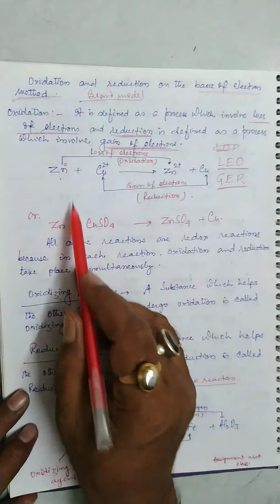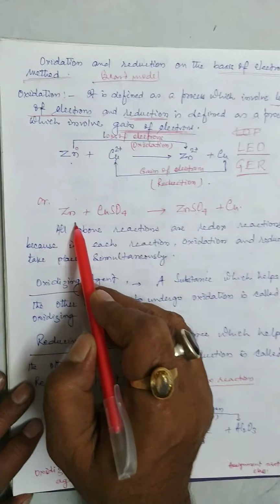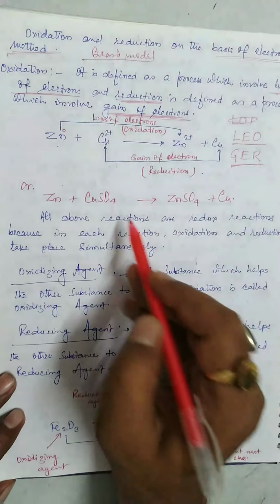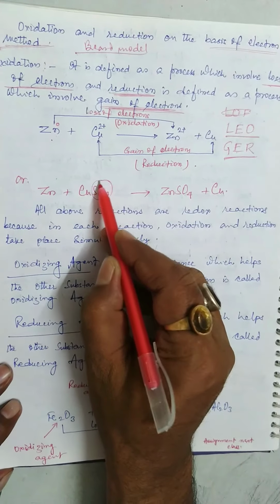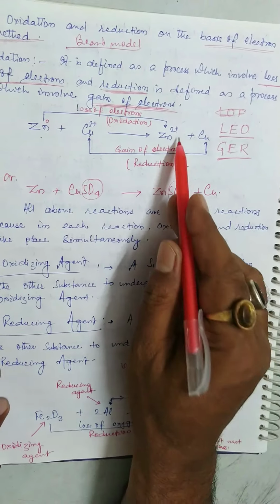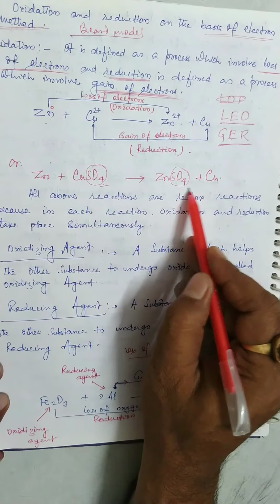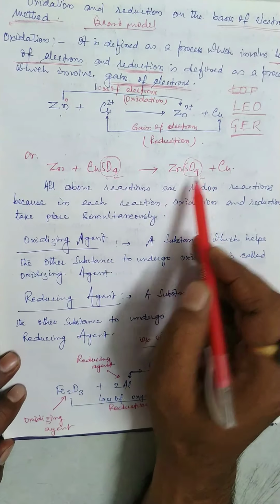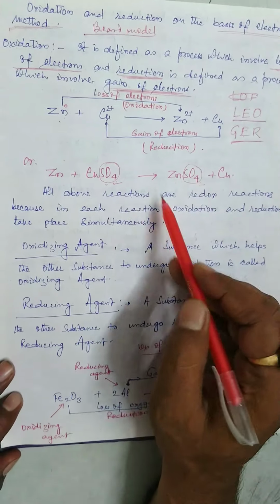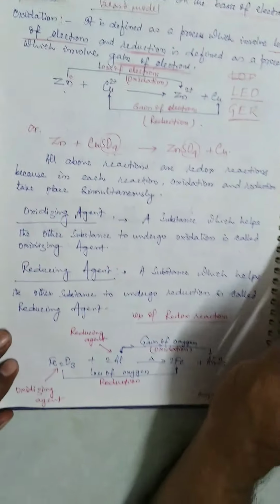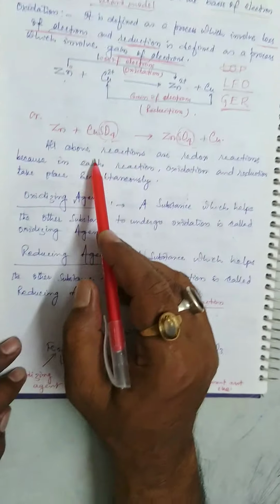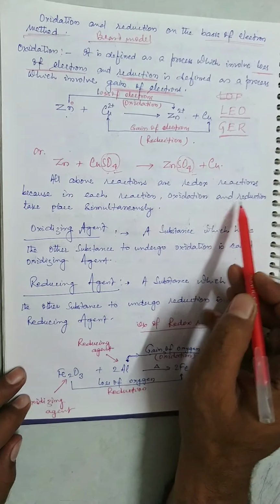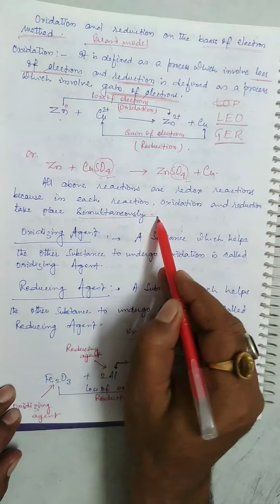So next we can say this reaction is shown at the bottom. Zinc plus copper sulfate gives ZnSO4 plus copper. This sulfate, when we cut it from each side, forms the above reaction. Because the left hand side sulfate and right hand side sulfate are both the same, we can cross them out and form the ionic reaction. All the above reactions are redox reactions because in each reaction oxidation and reduction take place simultaneously.